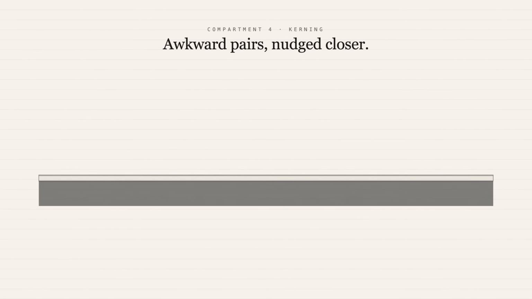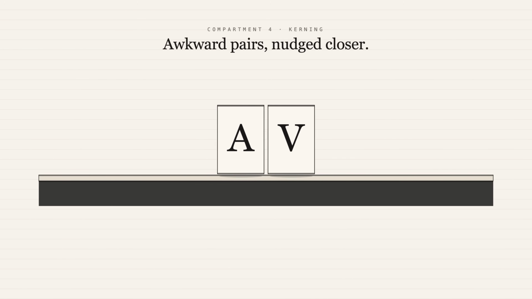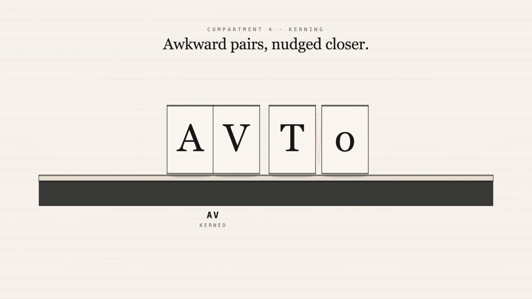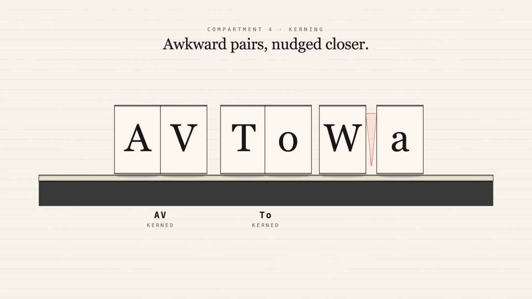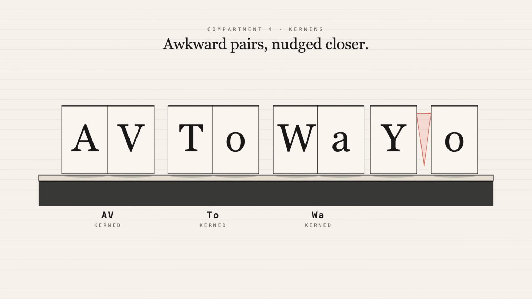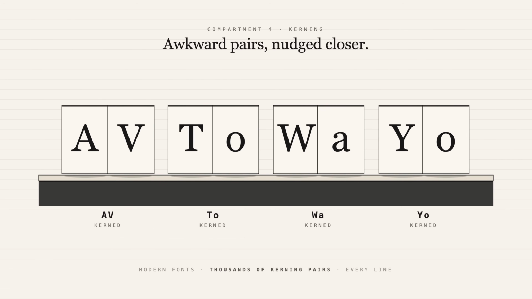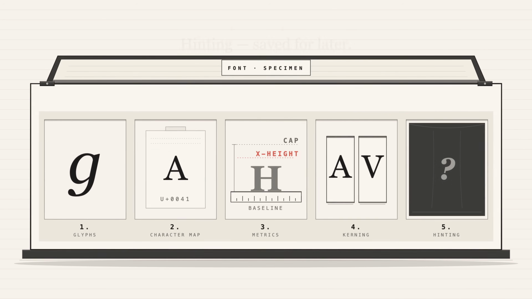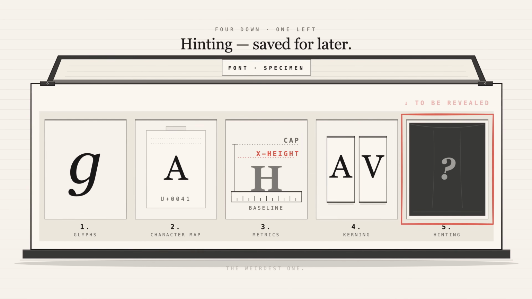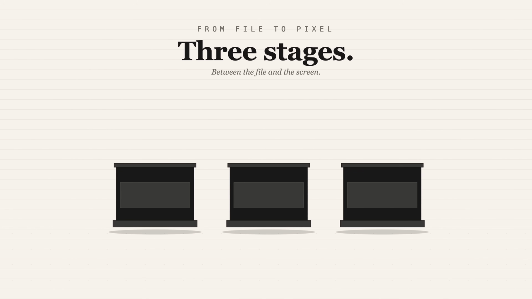One more thing, kerning. Some letter pairs leave awkward gaps when you put them next to each other, so the font ships rules to nudge them closer. Modern text fonts have thousands of these. They run on every line of text you read. Next one is hinting. We'll save it for later. It's the weirdest one.